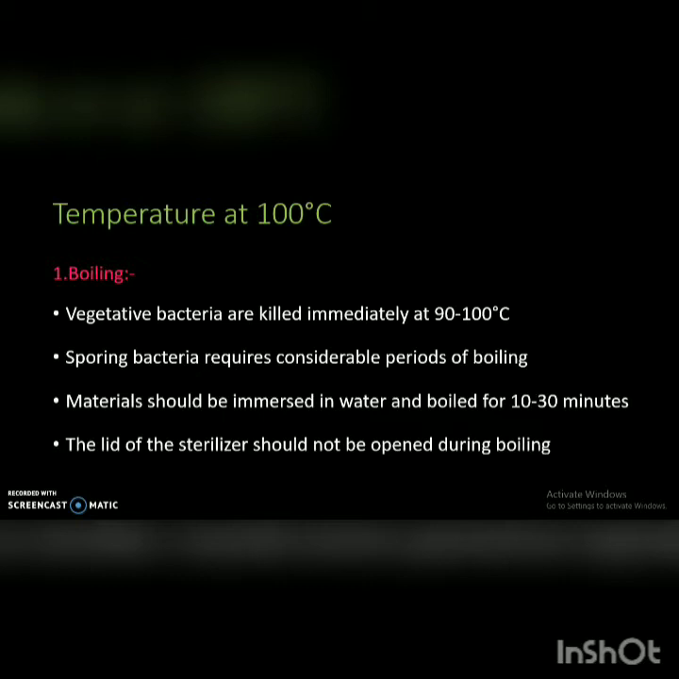That's all about temperature below 100 degrees Celsius. Next we can see temperature at 100 degrees Celsius. First one is boiling. Here the vegetative bacteria can be killed immediately by heating at 90 to 100 degrees Celsius. The spore forming bacteria require considerable periods of boiling, that is, more time is required for killing these spore forming bacteria.